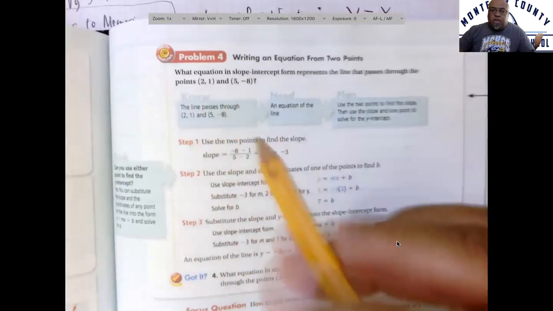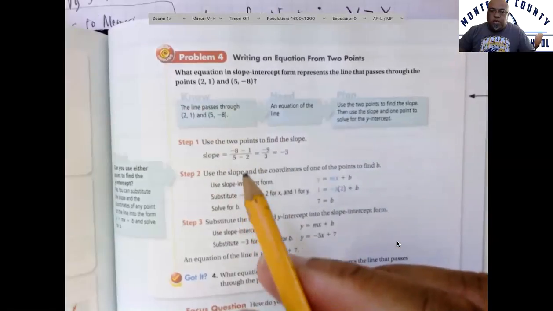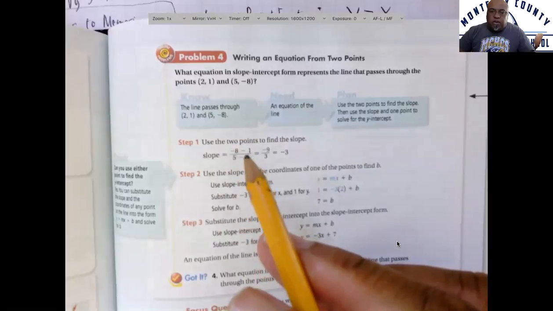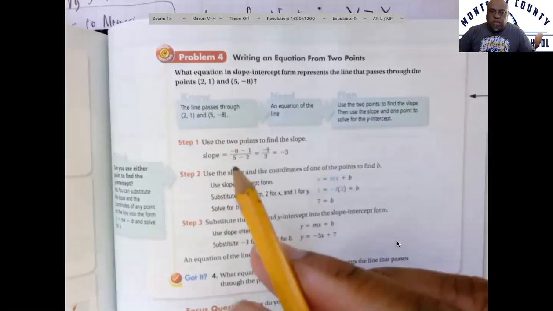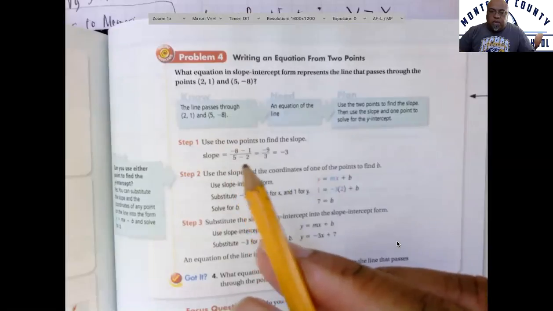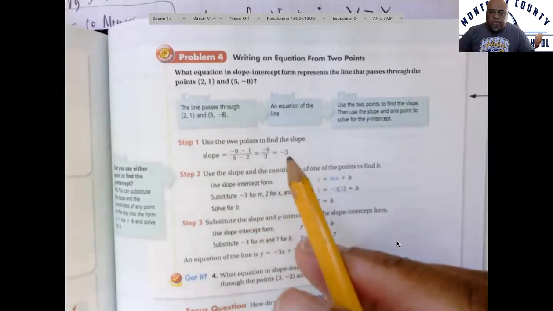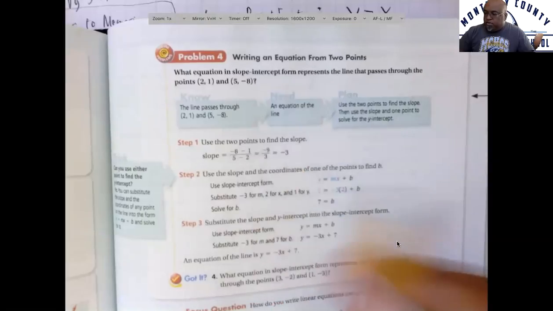Now, to do that, I can use the slope formula. -8 minus 1 is -9. And then 5 minus 2 is 3. So I have -9 over 3, which simplifies to -3. Okay, so now I know what my slope is.